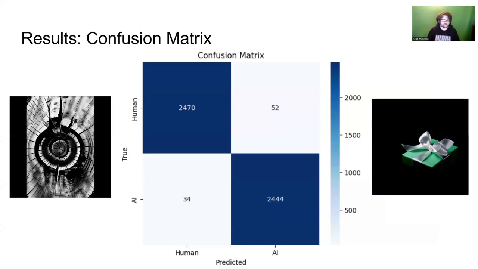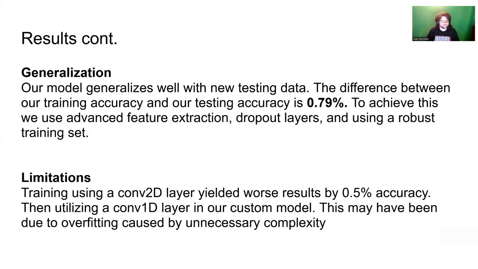And for our confusion matrix here, as you can tell, we did a pretty good job. You can see there's really only about 50 images that were predicted wrong for either being human generated or AI generated. And as you can see here, an example on the left side is an AI generated image that was detected to be human generated. And then on the right side here, we have an example of a human generated image that was detected to be AI generated.